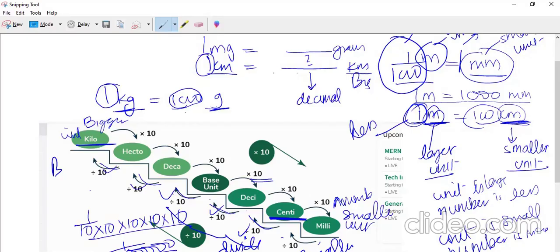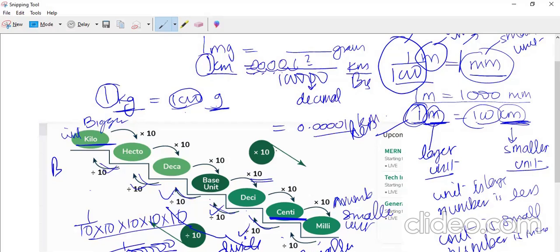Or if you put it in decimal, the decimal will shift 5 places. In the first place, 1 will come, then you add 0, another 0, and another 0, for 5 places: 1, 2, 3, 4, 5. So the answer is 0.00001 kilometers. This is the answer.